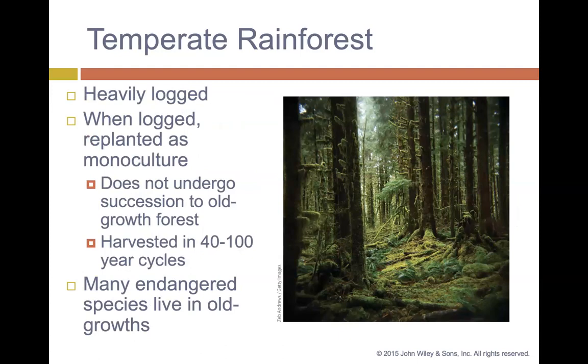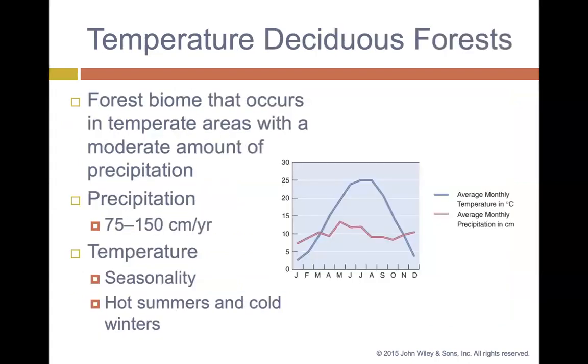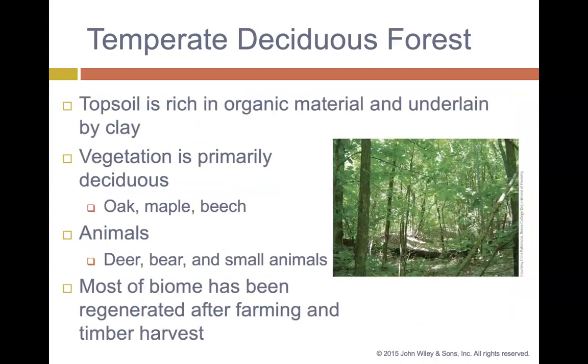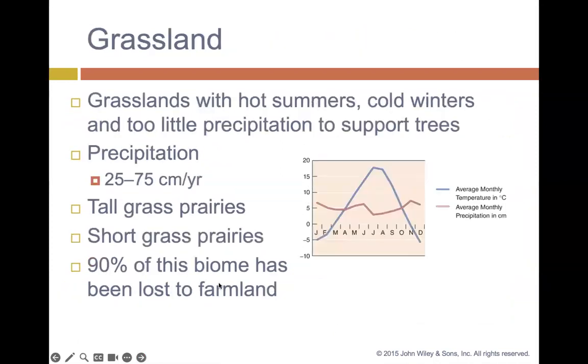growth harvest. These trees are harvested in 40 to 100-year cycles, and there are many endangered species living in these older growths. Temperate deciduous forest. This is a forest biome that occurs in temperate areas with a moderate amount of precipitation. The temperature has seasons where you have hot summers and cold winters. The topsoil is very rich in organic material and underlain by clay, and the vegetation is primarily deciduous with oak, maple, and beech trees. For animals, we have deer, bear, and small animals. Most of the biome has been regenerated after farming and timber harvest.